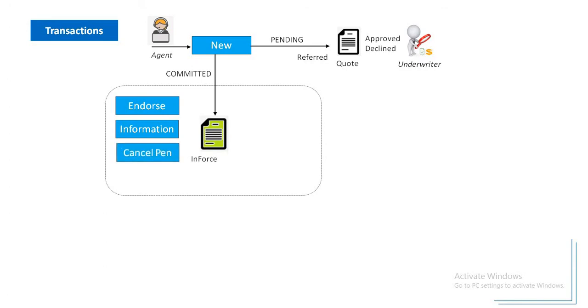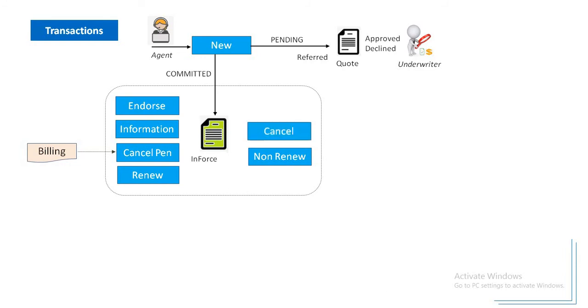The cancel pending transaction is triggered by a billing system to notify users that the policy will be cancelled if there is a balance due. The renew transaction renews a policy for the next term. The non-renew transaction tells the system to stop renewal, and a non-renewal notice is issued. The cancel transaction cancels the policy and sets the cancelled status.